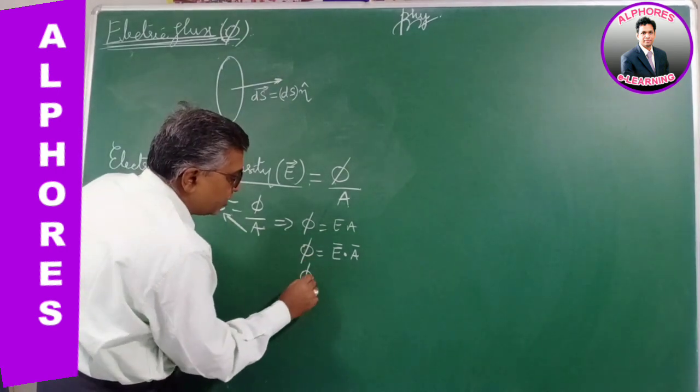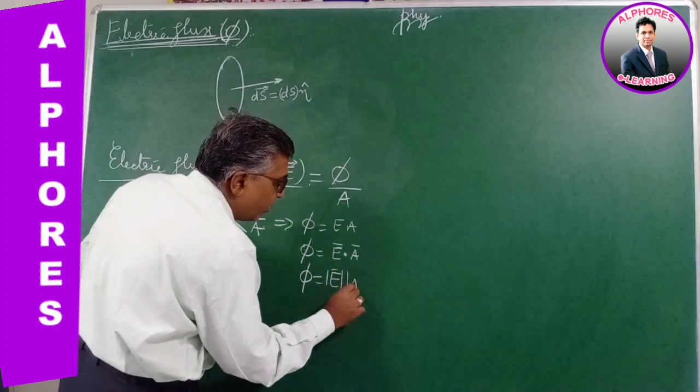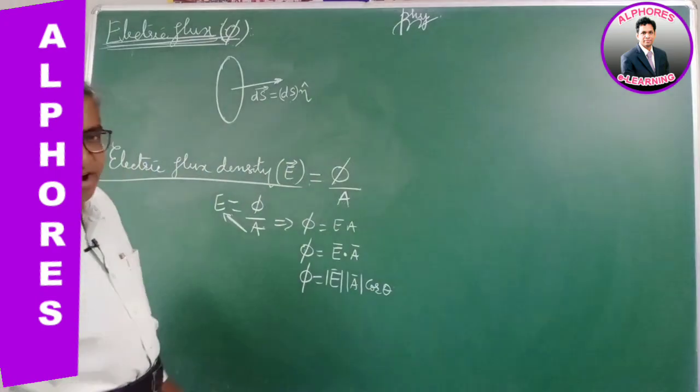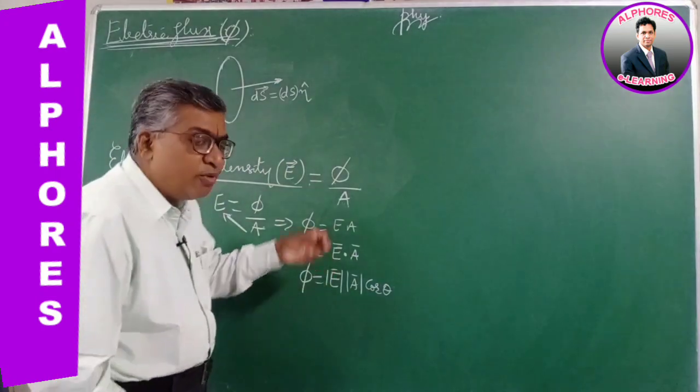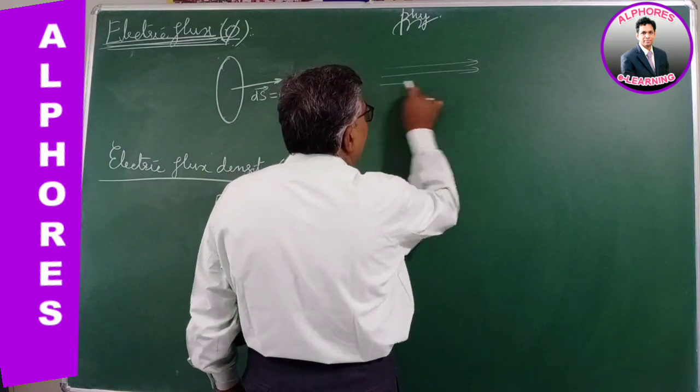We know according to the dot product, E dot A is mod E mod A cos of the angle between these two. Cos of the angle between these two. Now how do you represent this? Let's suppose there is an electric field going like this.